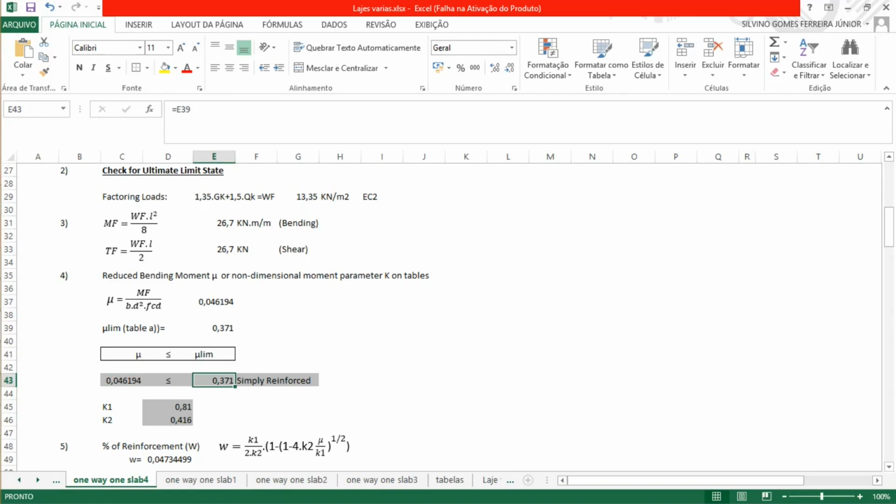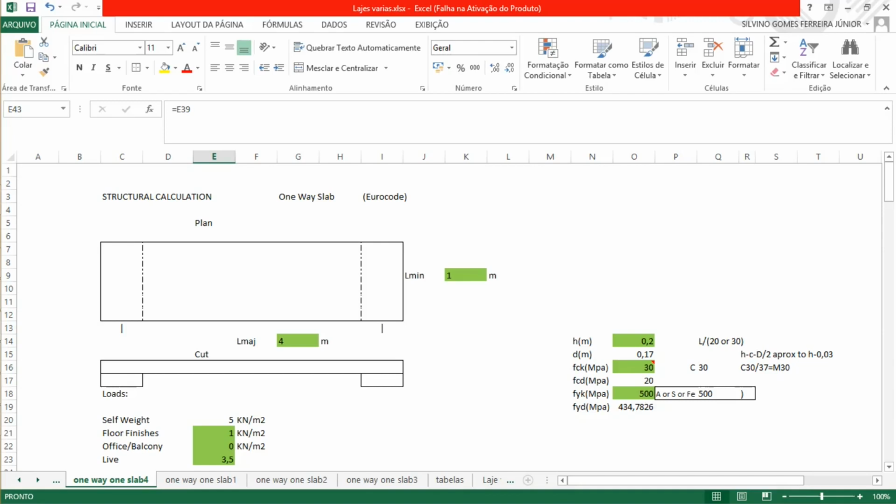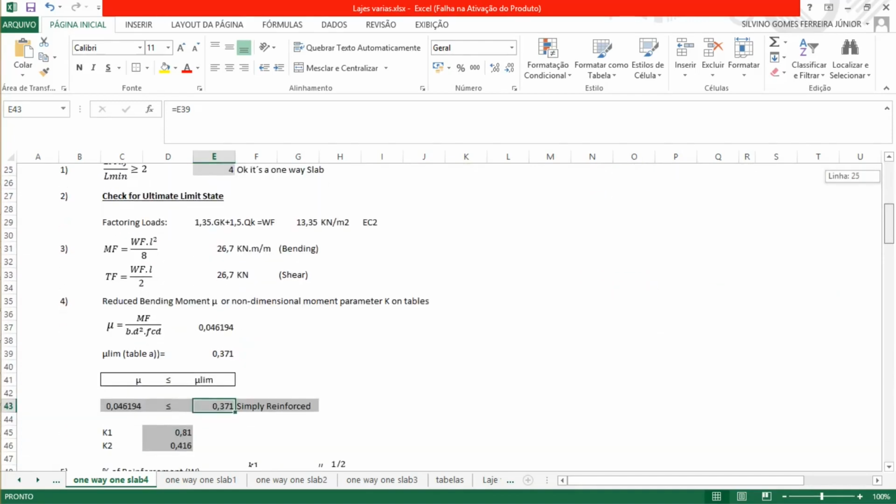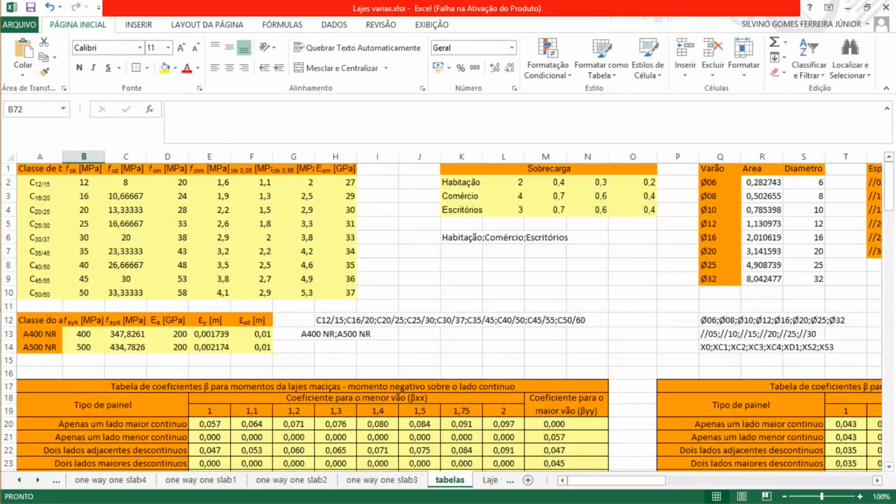This is what we calculate. This is for simply reinforcement. Just, when this happens, it's simply reinforced slab. So this table, for example, this concrete is C30/37, and the steel is A500 or S500 on the table.